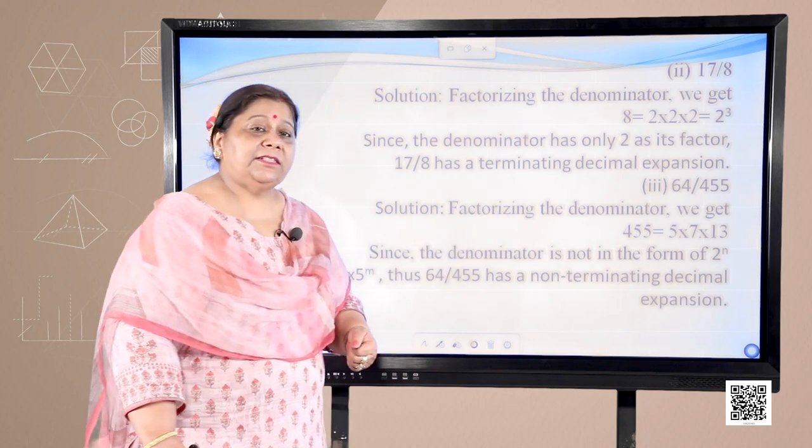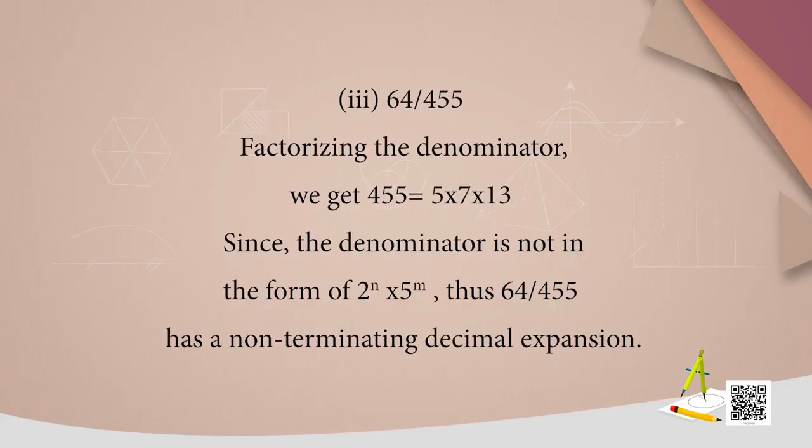Next part is 64 divided by 455. Factorizing the denominator, we get 455 as 5 into 7 into 13. Since the denominator is not in the form of 2 to the power n into 5 to the power m, thus 64 upon 455 has a non-terminating decimal expansion.